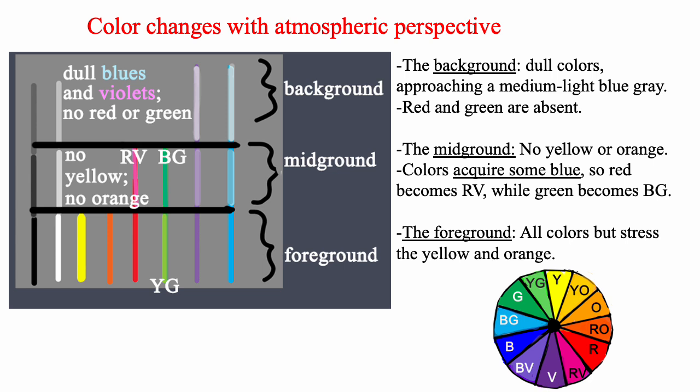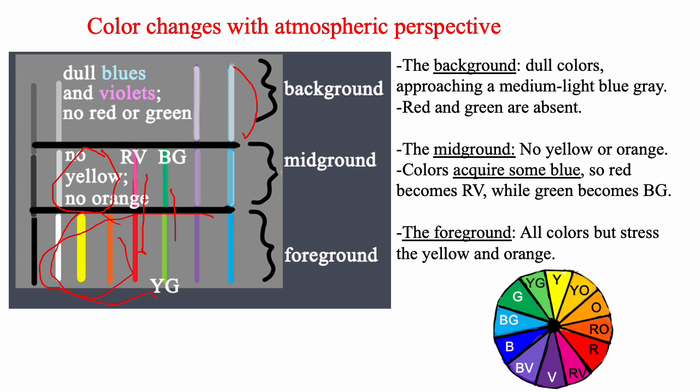So how does the color change with atmospheric perspective? Well, in the foreground, we have all colors, but you want to emphasize the yellow and orange. And that's because those are the first colors you lose when we go into the midground. And everything gets a little bluer. The red becomes red-violet, and the green becomes blue-green. And then when you get to the background, you lose the red and green, and all you really have are the dull blues and violets.